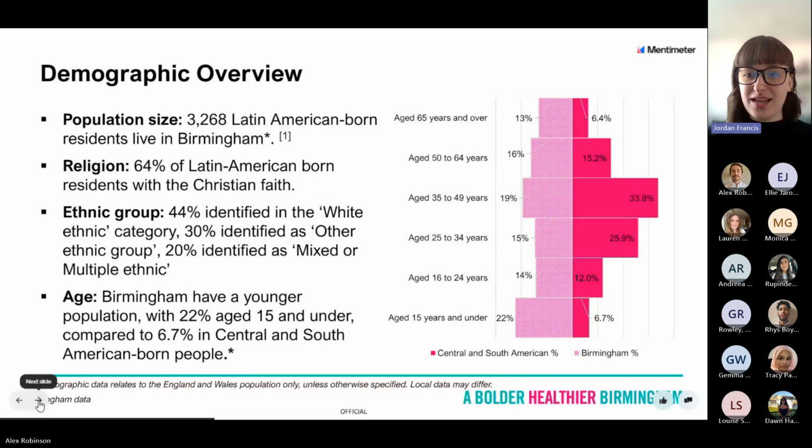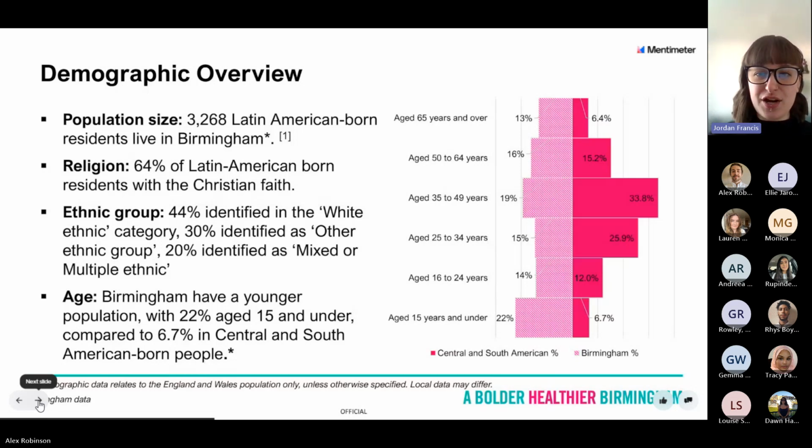In terms of the age demographics that we see on screen, again, the age is likely going to be slightly skewed because we're looking at first generation migrants only. So although the Central and South American born population has the biggest population group in the 35 to 49 age category, again, this is likely reflective that second and third generation migrants are going to be in that younger age category that would balance that out. So again, this is likely going to be a slight overestimate. But in general, Birmingham kind of has a younger population than the Central or South American born population.